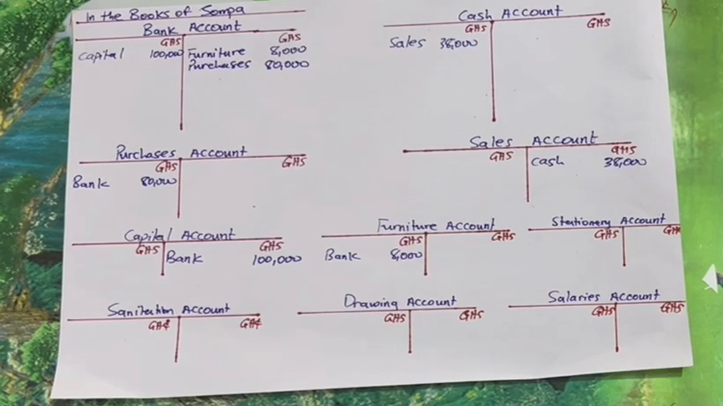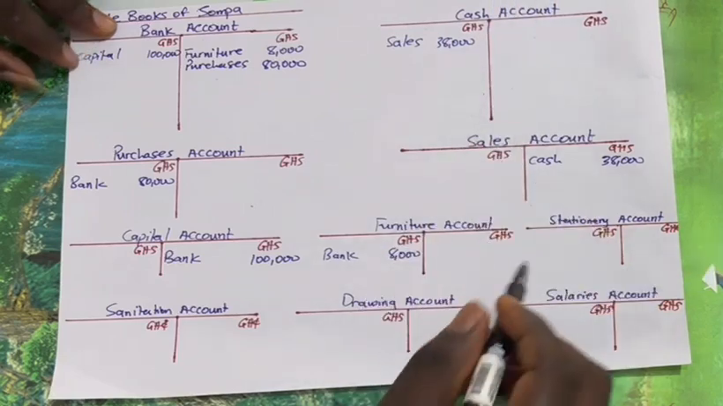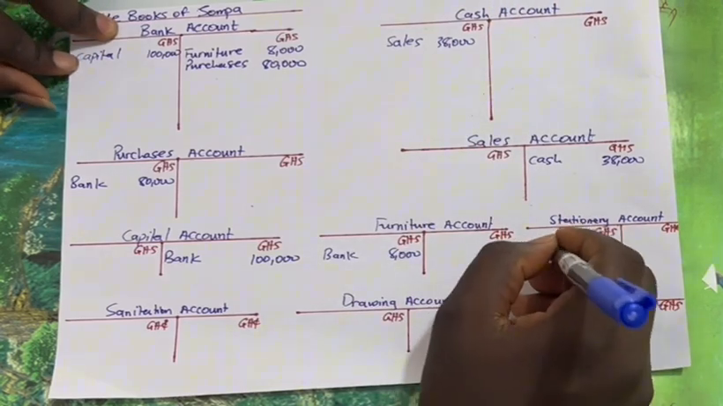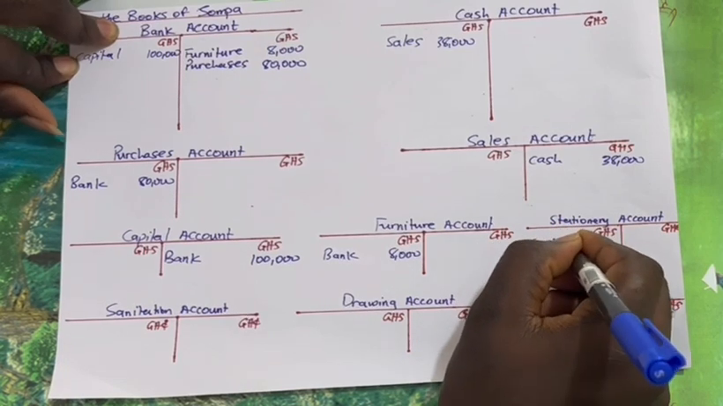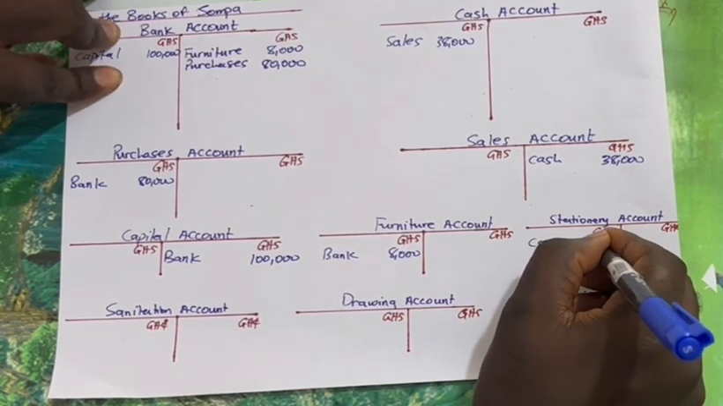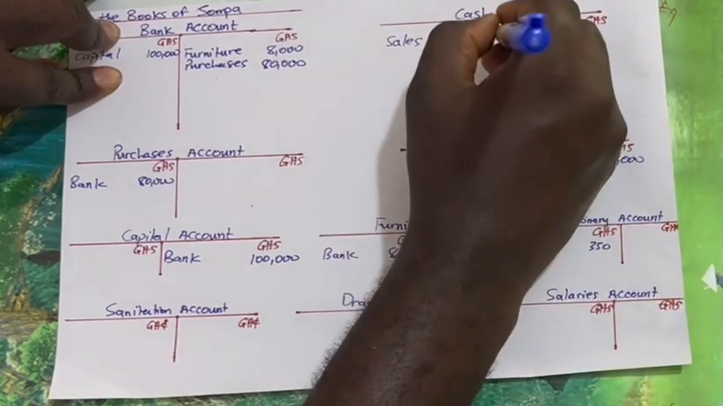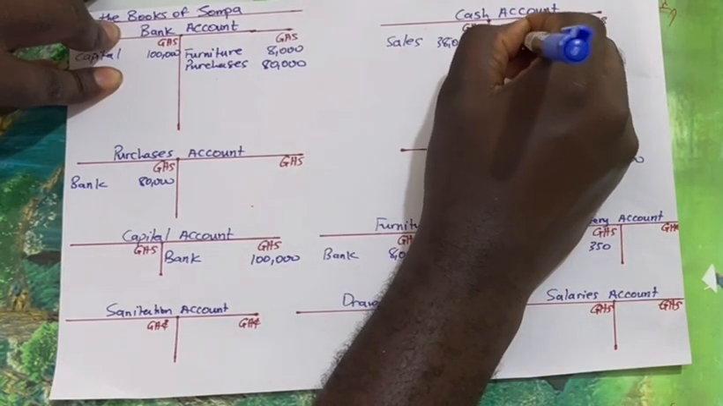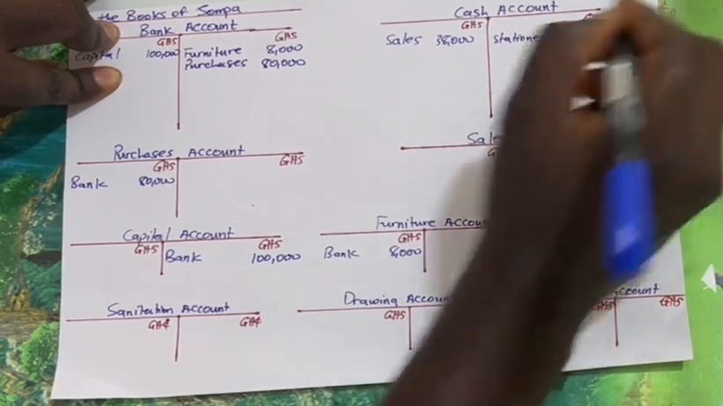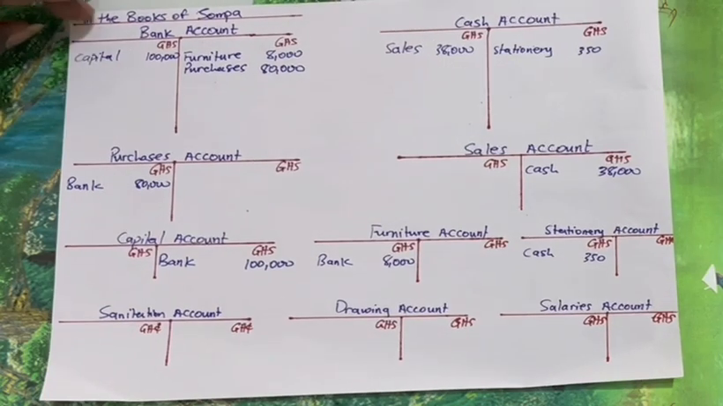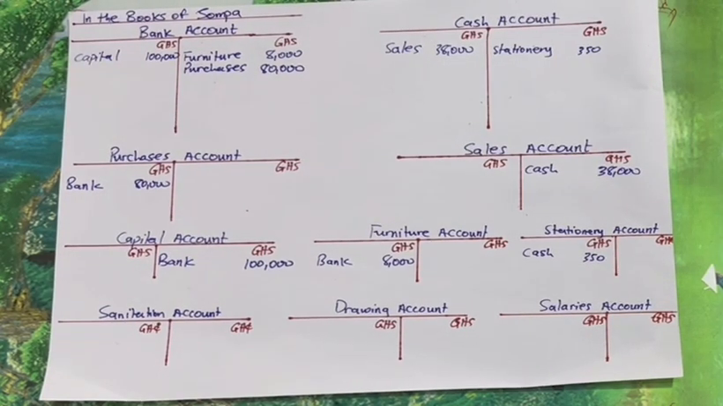Okay, and then it says on the 13th they paid cash for stationery. So we have the stationery account and the cash account. Stationery is an expense, so we'll debit it. So right here cash, and the amount is 350. 350 here, and then we'll credit in the name of stationery account. That is 350. Do we get it? Okay, now let's move on.